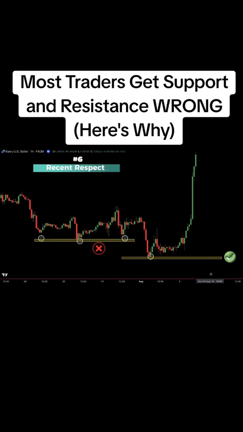Before moving forward, there's an important point to keep in mind. A support or resistance level doesn't have to satisfy all 6 criteria to be considered valid.